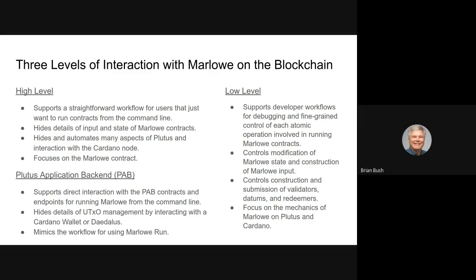So we have several ways we can use Marlow CLI to interact on the blockchain. I'm going to mostly focus on the high-level method listed here, but we also have two others. The high-level method is really for supporting workflows where you just want to run a contract at the command line. It hides some of the details of Plutus and Cardano nodes and the internals of how input and state work in Marlow contracts. So it really focuses just on the contract.